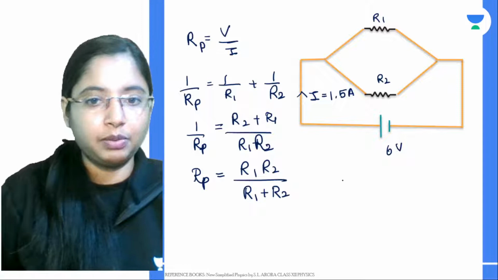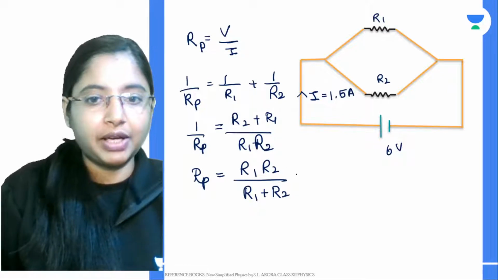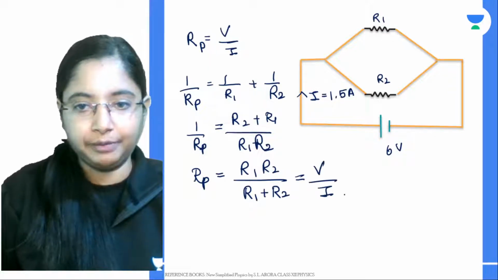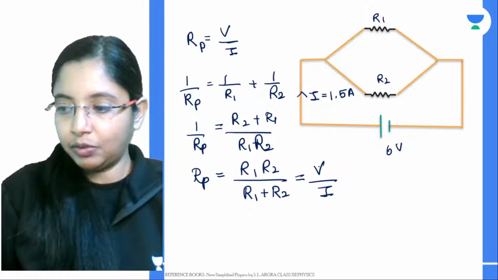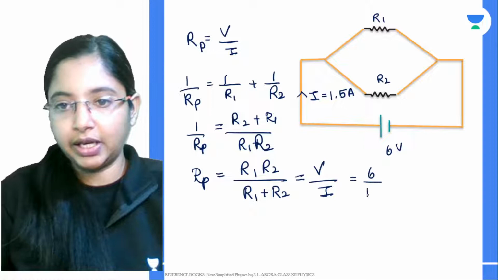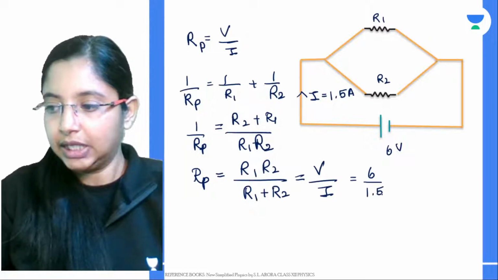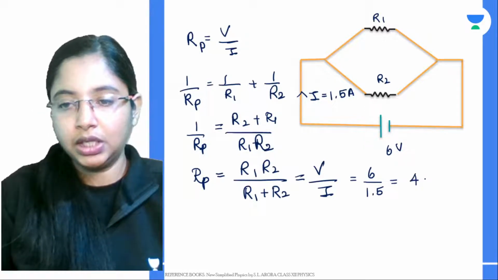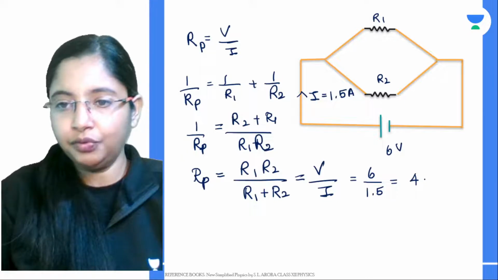Let's substitute the same over here. This Rp value is nothing but V by I. What is V by I in this case? V is 6 volts and the current through it is 1.5 amps. So this will give us 4 ohms.